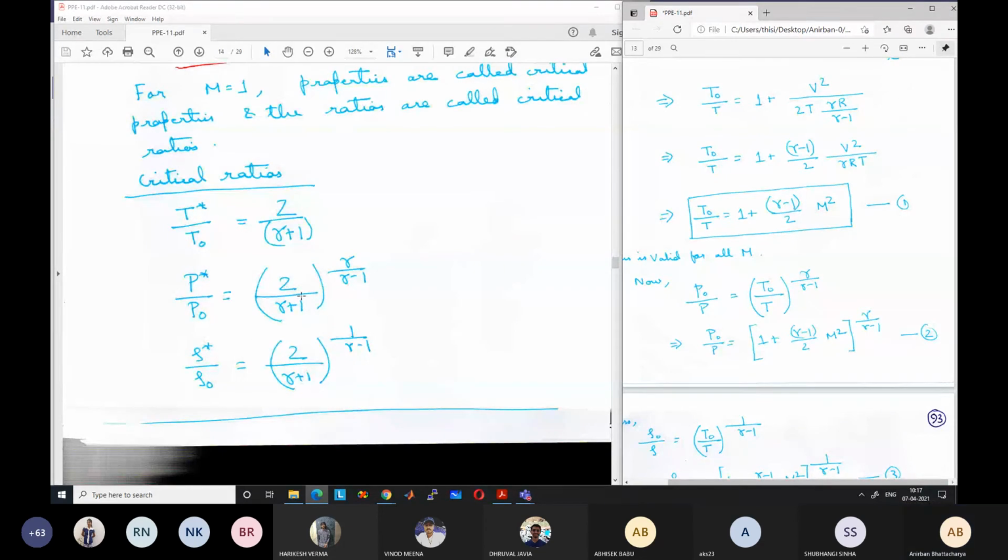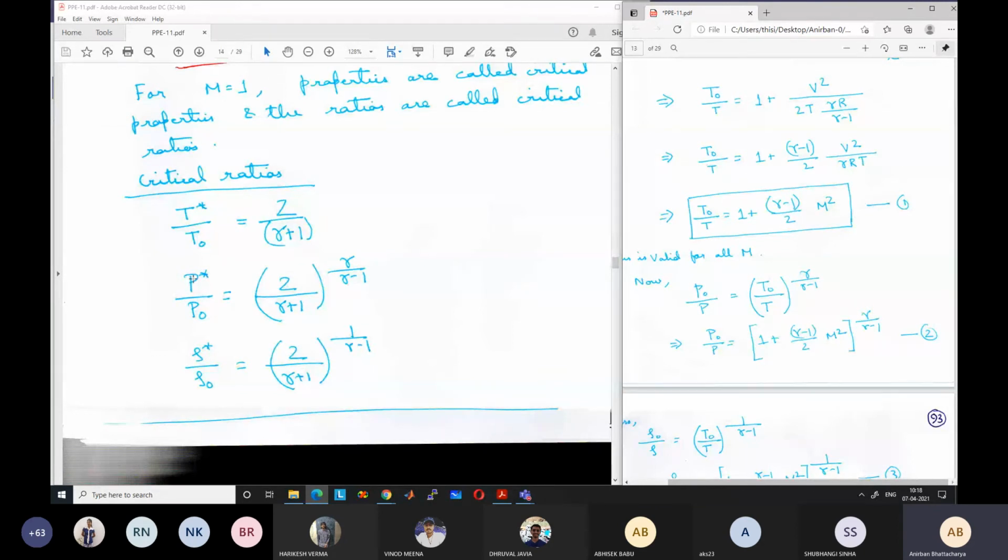This gives us the ratio between the inlet, where the stagnation pressure is P0, and the nozzle throat section, where the pressure has to be P star. It cannot be any other value. It has to be P star, and it has to follow this relation. (2 by gamma plus 1) whole to the power gamma by gamma minus 1 is a fixed value. Because gamma is 1.4 for air, we can easily calculate it, so this value is fixed. So if you know P0, P star has to be fixed.